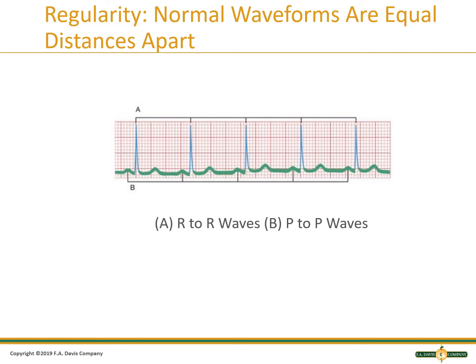If the distance is not the same or varies usually greater than 2 small squares, then this will be considered an irregular rhythm. If the irregularity presents in a predictable pattern, then the rhythm is regularly irregular. If the irregularity occurs without a specific pattern, then this is called an irregularly irregular rhythm.